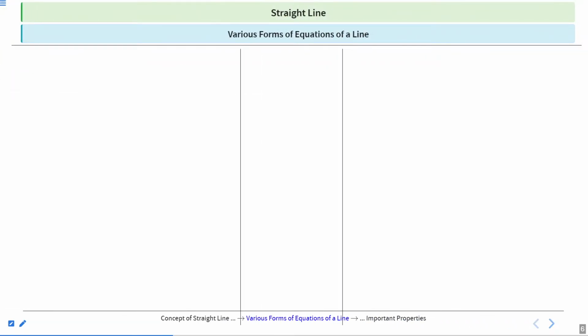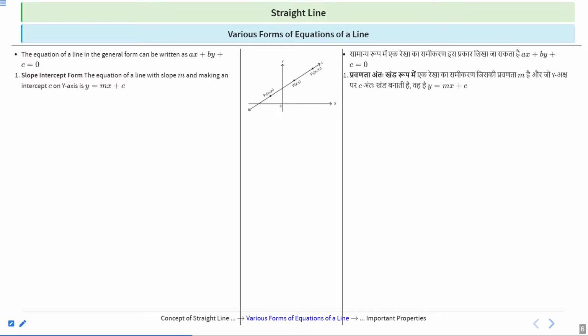Now, various forms of equations of a line. The equation of a line in general form can be written as ax plus by plus c is equal to 0, right? Clear? Now let's discuss the slope intercept form. We are given a straight line, you can see in the diagram. The equation of a line with slope m and making an intercept c, you can see that this line is making an intercept of c on the y-axis, right? Therefore, we can write the equation of the straight line as y is equal to mx plus c, right? Got it?